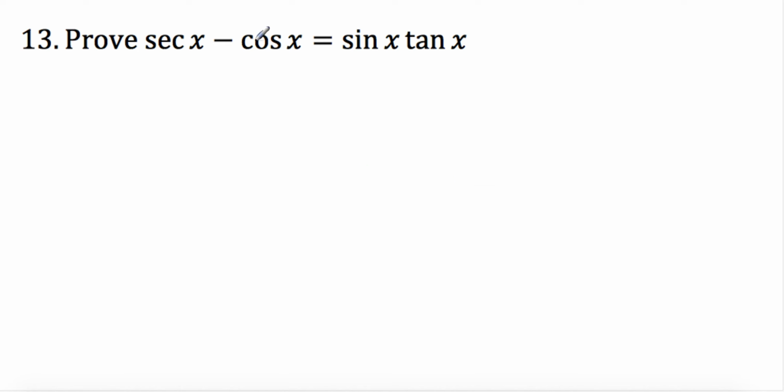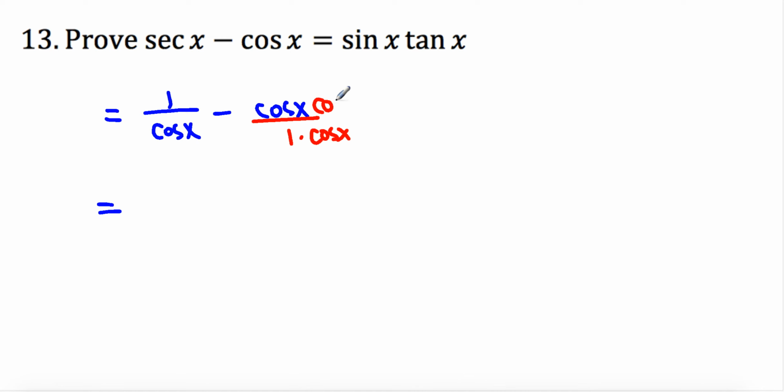Number 13, we need to prove that this one is true. Secant is equal to 1 over cosine of x minus cosine is simply cosine of x. How can I do this one? You see, I have one thing on the right side while two things on the left side, so I can put this one over 1, and to have the common denominator, I'm going to multiply top and bottom by cosine of x.